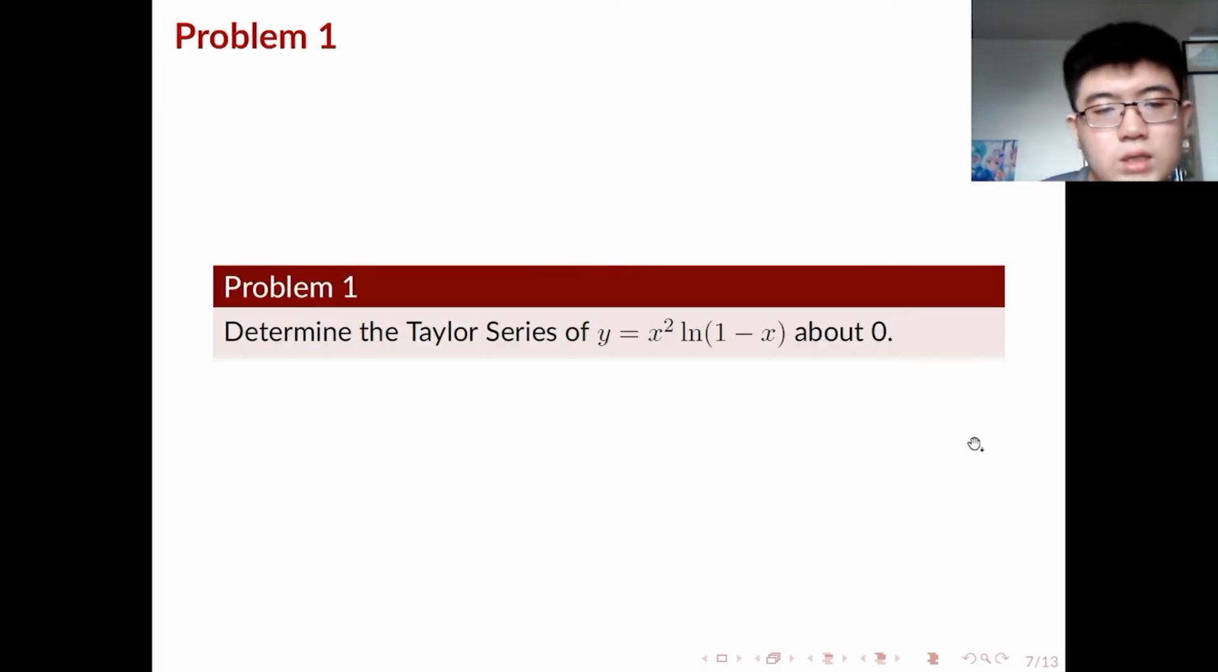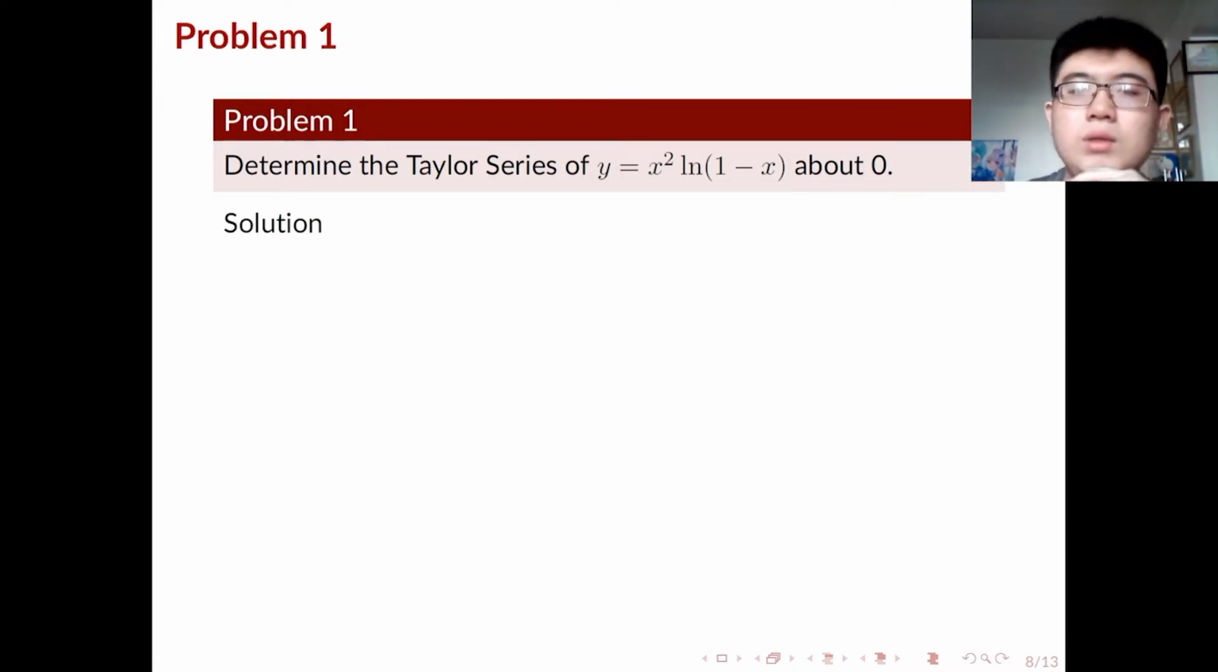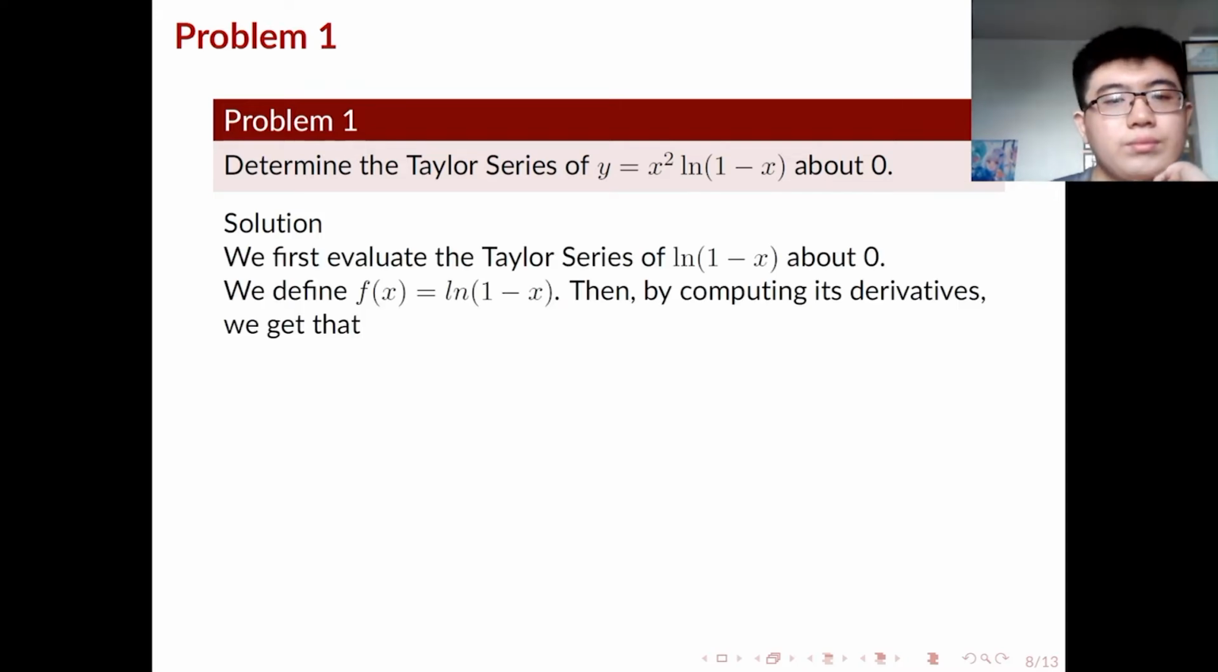So let us consider this problem. We want to determine the Taylor series of y equals x squared times ln of 1 minus x about 0. We note that since it's about 0, this is also the Maclaurin series of our function. Okay, so let's begin. So we first evaluate the Taylor series of ln of 1 minus x about 0. So by computing its first, second, third derivatives and so on, we actually get the following.